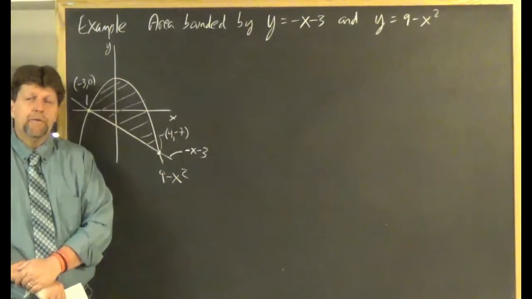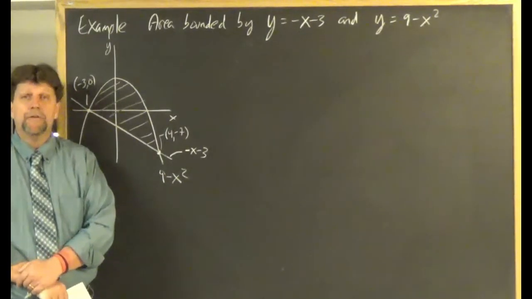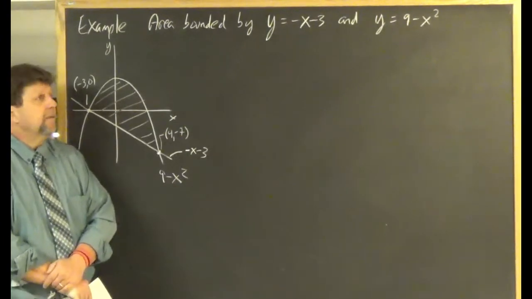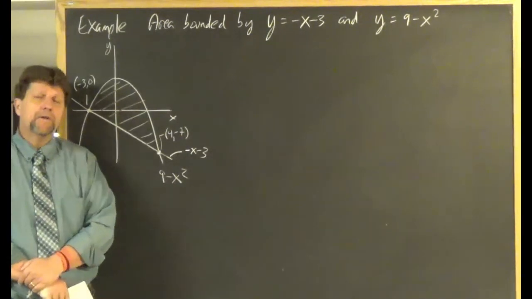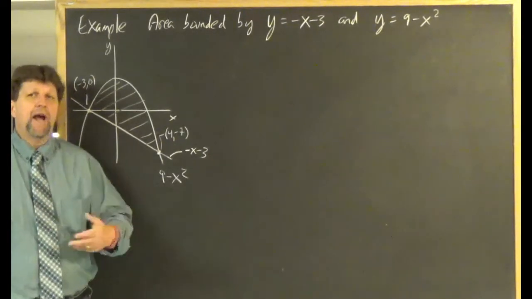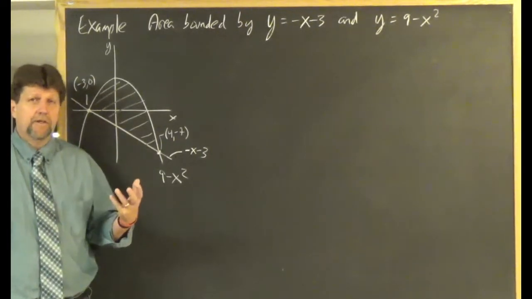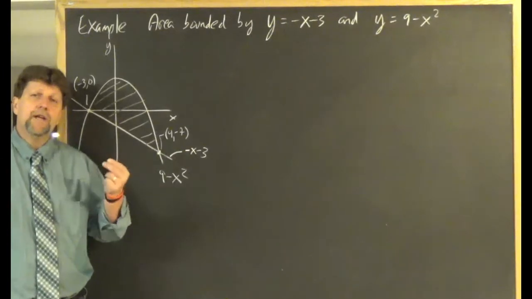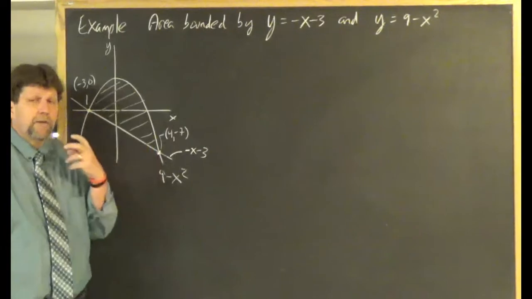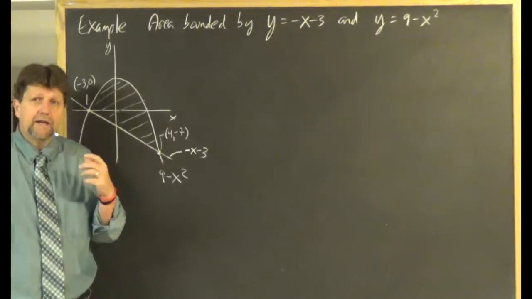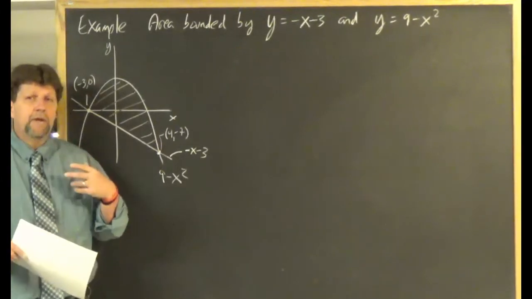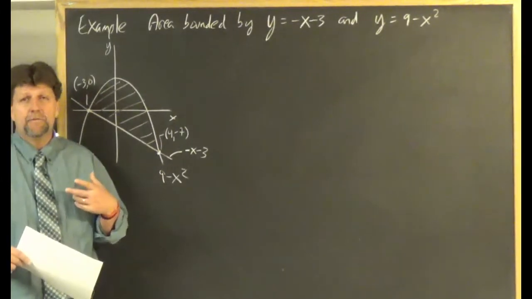All right, folks, in this one we're asked to find the area that's bounded by the curves y equals negative x minus 3 and y equals 9 minus x squared. And so remember, the first thing we do is graph, and I graphed it. I showed you the graph on the slide, and I showed you how to use the intersect command to find the points of intersection, because we need to know where these curves intersect so we can find the area of the shaded region. And I also said I would show you how to find these algebraically.